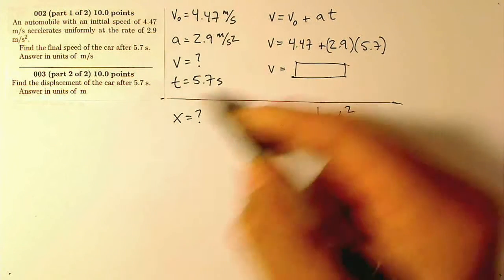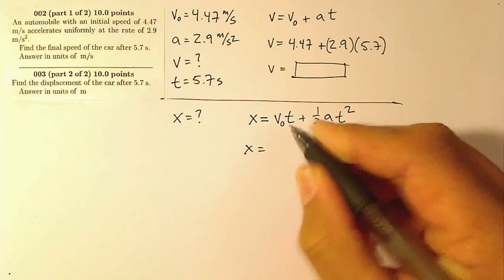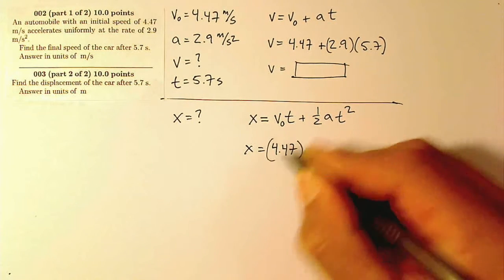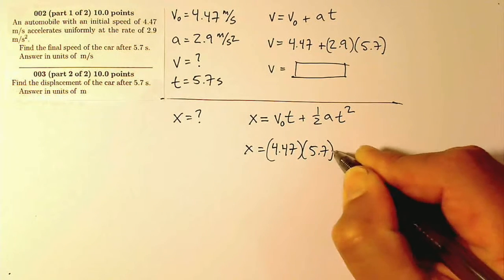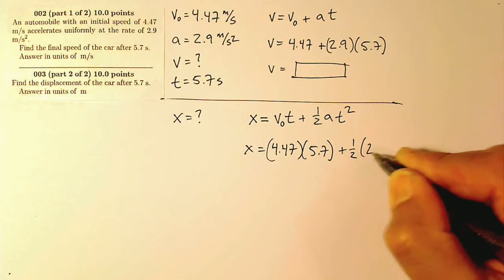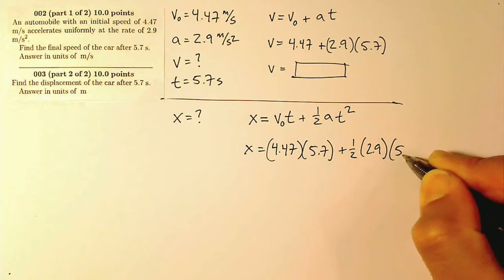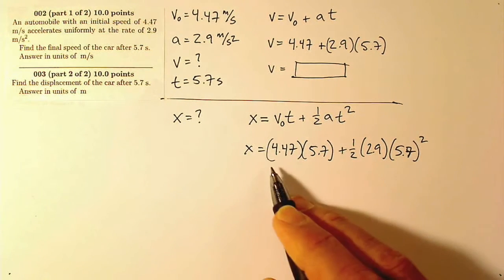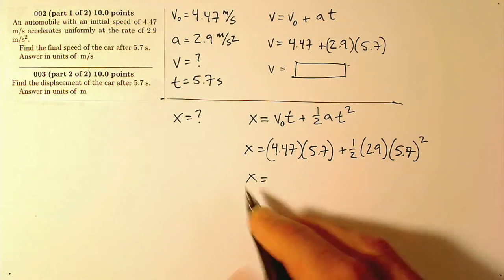So now I can use these numbers and plug them in and say that my displacement is going to be my initial velocity of 4.47 meters per second times my time, which is 5.7 seconds, plus 1/2 of my acceleration, which is 2.9 meters per second squared, times my time of 5.7 seconds, squared. So doing this math, now the rest is math, will give me my displacement.